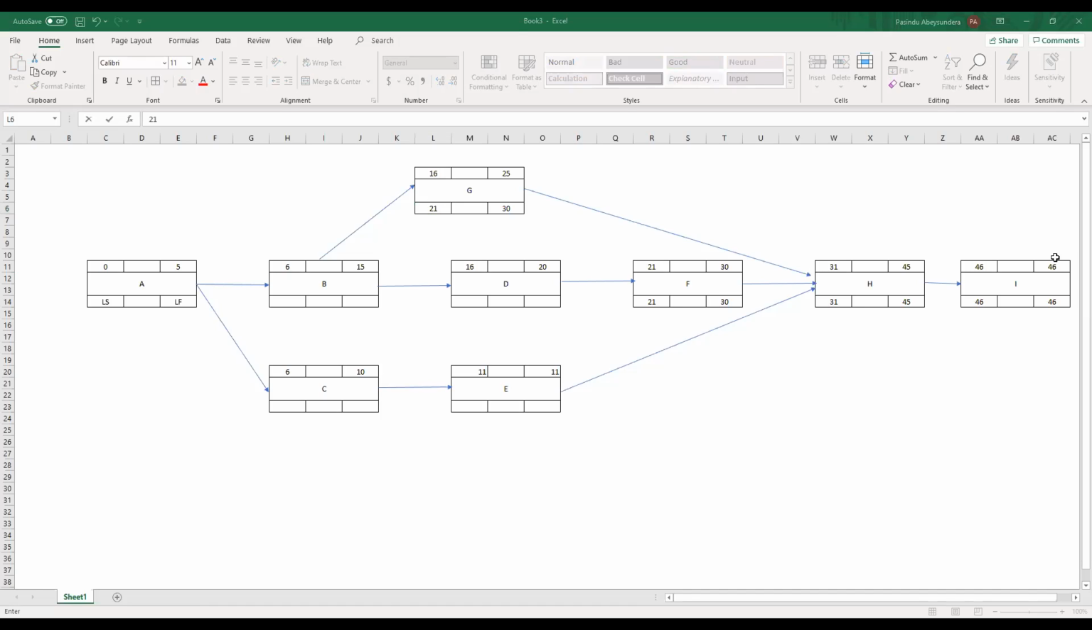Guys, can you see my screen? Yes, Pasindu. Okay, so I just did my early start, early finish. I'm just doing the late start, late finish now. So this is also 30. So that's 30. This is 20. So then what you need to do is you need to do a subtraction and see what's the critical path.